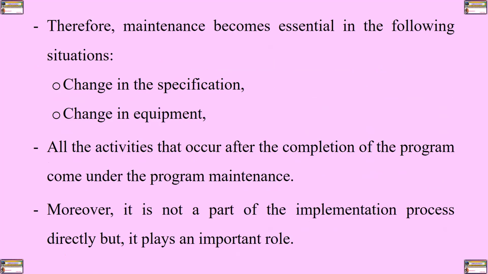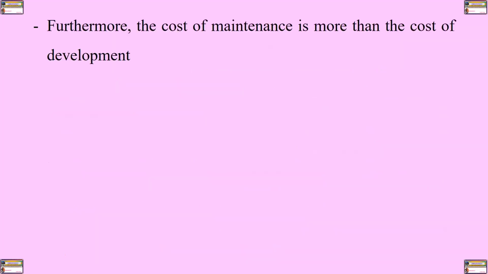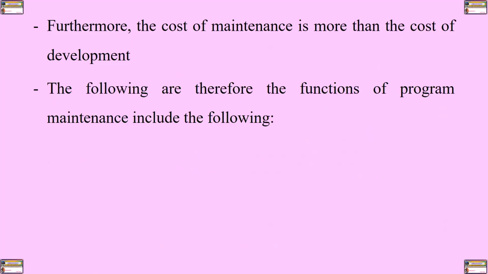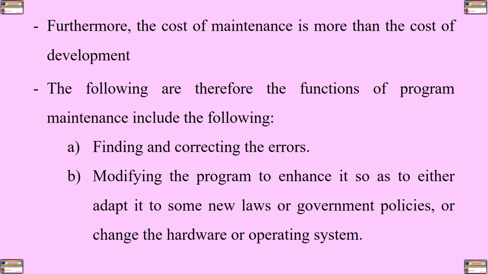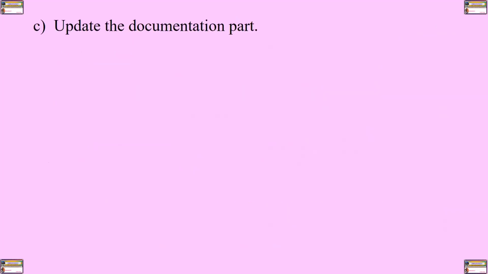Moreover, it is not a part of the implementation process directly, but it plays an important role. Furthermore, the cost of maintenance is more than the cost of development. The following are therefore the functions of a program maintenance. 1. Finding and correcting errors. 2. Modifying the program to enhance it so as to either adapt it to some new laws or government policies or change the hardware or operating system.